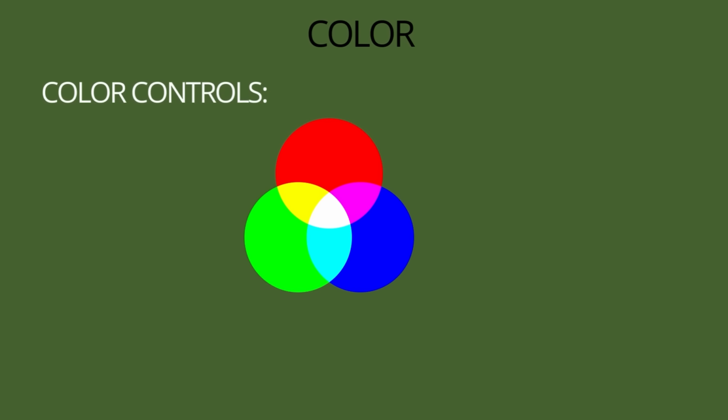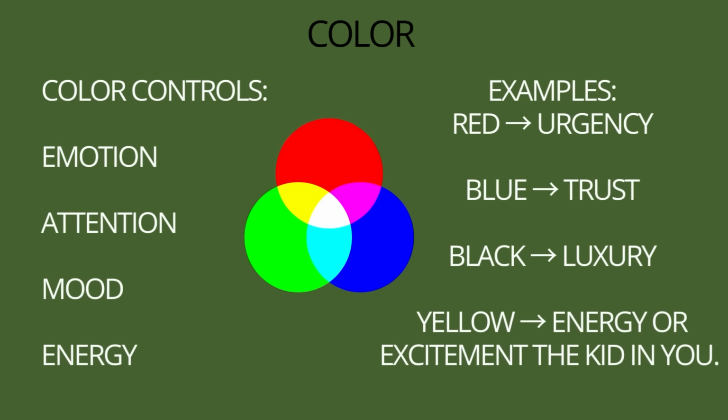Color controls emotion. If you study color psychology, you find out that color controls emotion, attention, mood, and energy. For example, red signifies boldness and urgency. Blue signifies trust, and black may signify luxury or emptiness. Yellow, on the other hand, signifies energy or something exciting. It brings out the child in you. Colors speak before words are read, so people feel your design before they understand it.